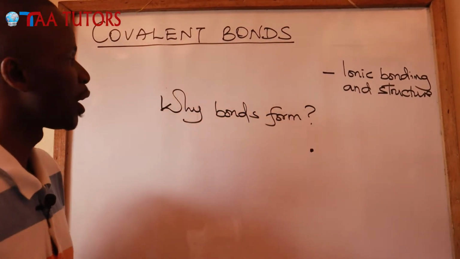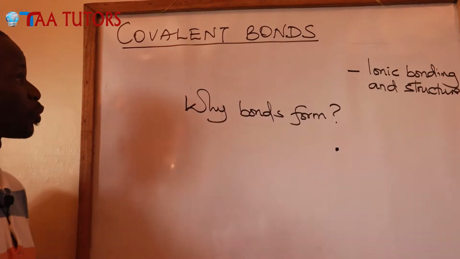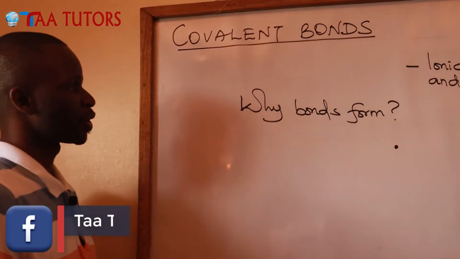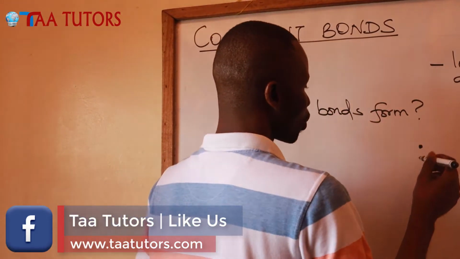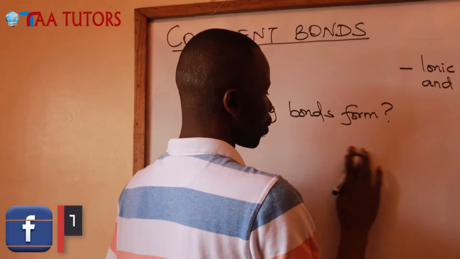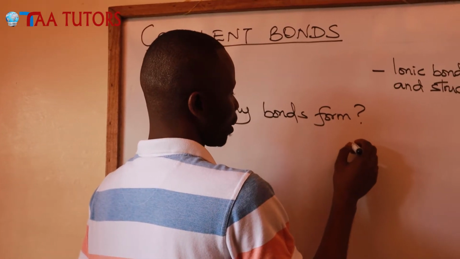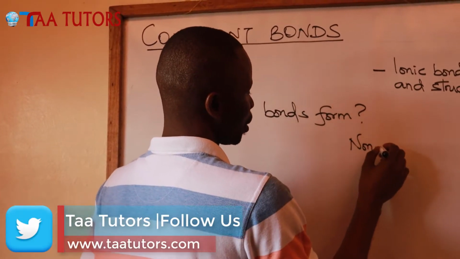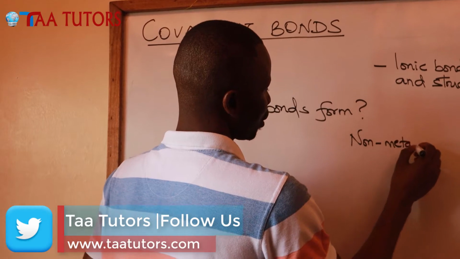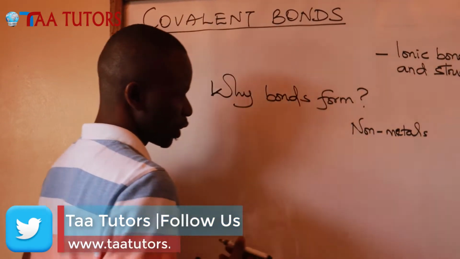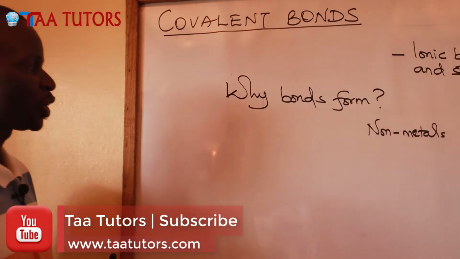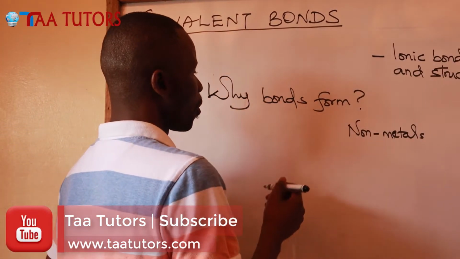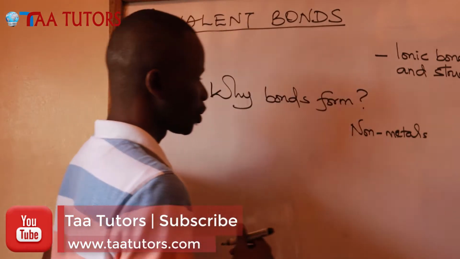But in covalent bonds, we don't have that complete transfer of electrons, because the atoms involved here, most of them, are nonmetals. Not all, but most of them. We are going to see that. So we know that nonmetals need to be stable by gaining electrons.